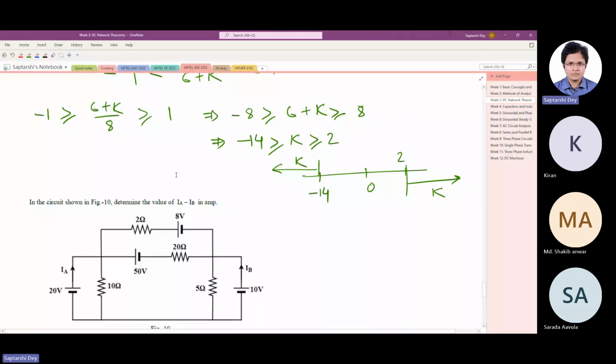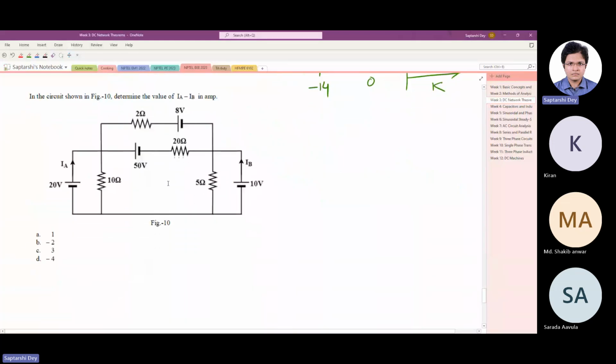All right, we'll solve one more maybe today, and if we have maybe next class we'll solve the others. We have 3 more minutes left. So in the circuit shown in figure 10, determine the value of IA minus IB in amps. Why do they have to ask like this? IA minus IB.